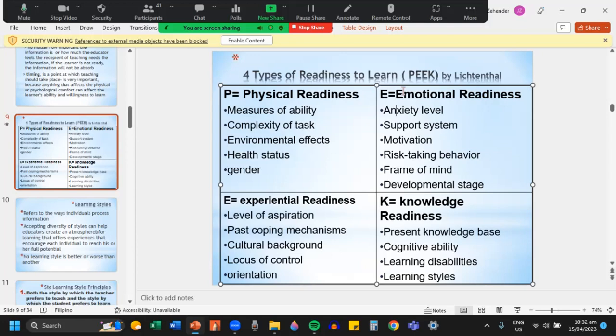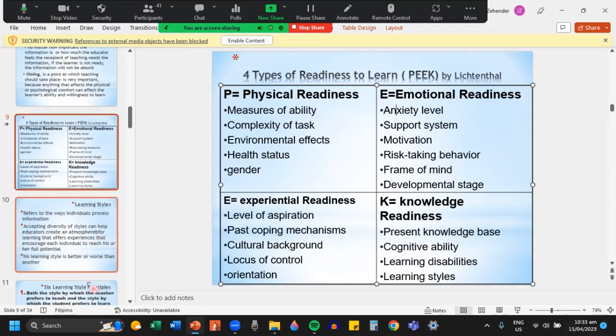So last, we have knowledge readiness. What is the current or present knowledge base of the learner? Next, their cognitive ability. This refers to the ability of the patient's brain to process information and base decisions on the cognitive functions. Next, learning disabilities and learning styles. That falls under your knowledge readiness.